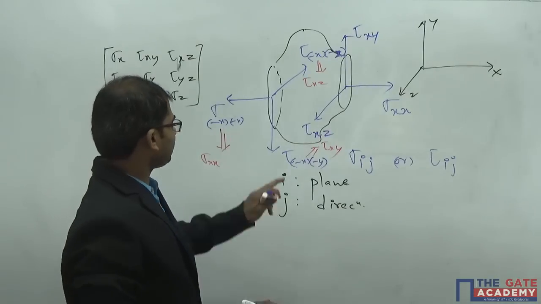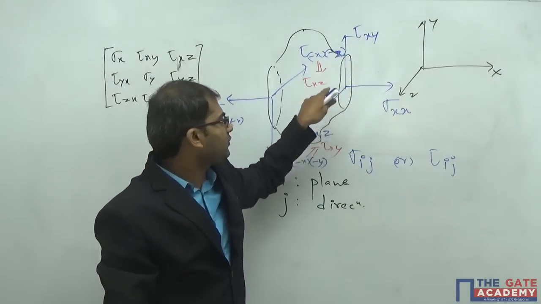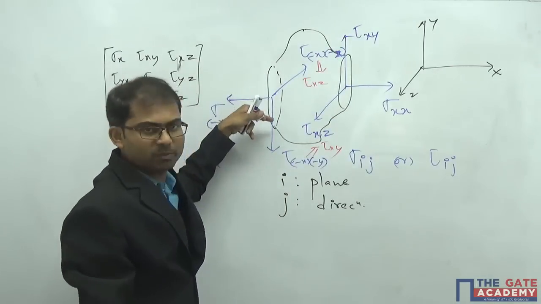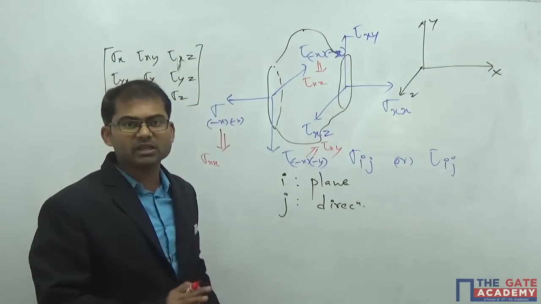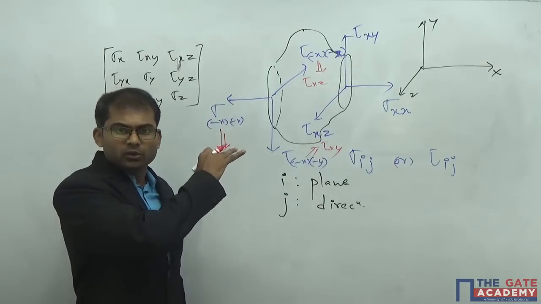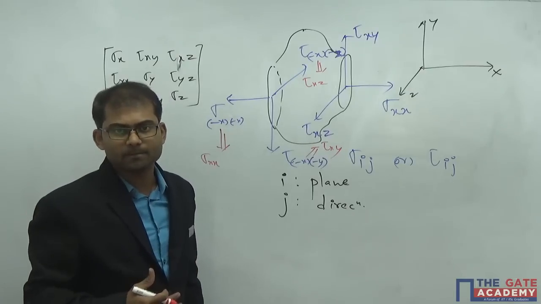So the positive sense of tau xy will be in such a way that if it occurs on a positive x plane, it should be along the positive y direction, and if it occurs on a negative x plane, it should be along the negative y direction. That's the meaning of this. So we're going to use the same thing to derive the sign convention for the shear force diagram and bending moment diagram. Okay?